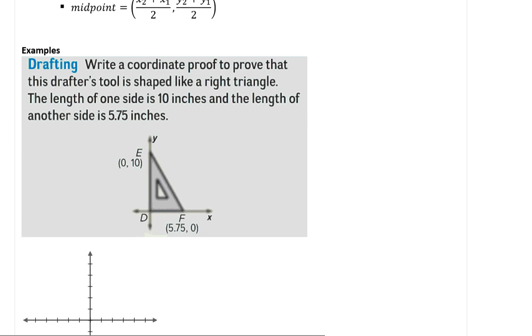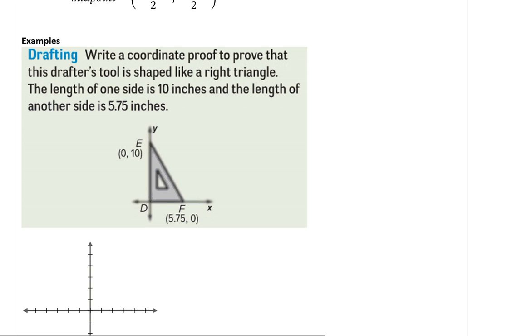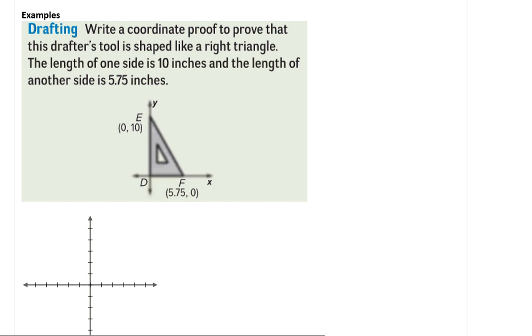So let's say that I wanted to write a coordinate proof to show that this drafter's triangle, it is actually called a triangle because it is a triangle, is shaped like a right triangle. So we're told that one side has a length of 10 inches and the length of the other side is 5.75 inches. It has already been placed onto a coordinate plane for us with coordinates labeled, including that D is at 0, 0.